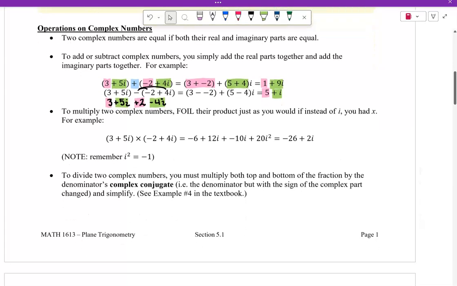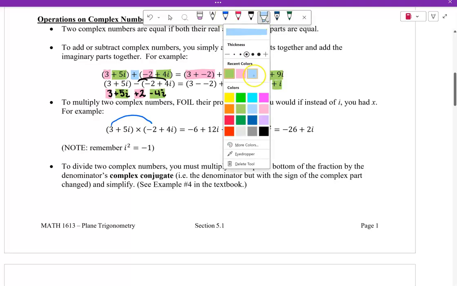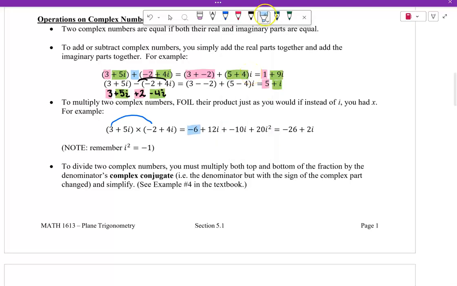When you multiply, you honestly just FOIL. So you would take 3 times -2, which gives you that -6 right there. And then you would do 3 times 4i, which gives you the 12i right there. Then I would do my inner: my 5i times the -2, which gives you that -10i right there. And then when you multiply 5i times the 4i, you get that 20i squared.